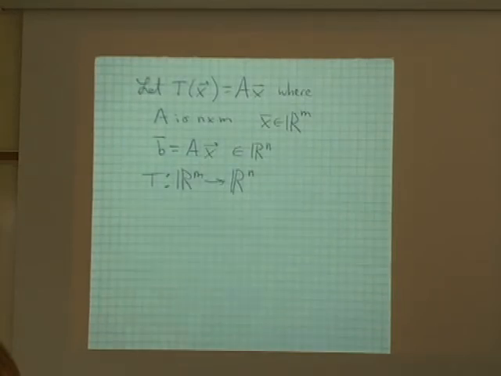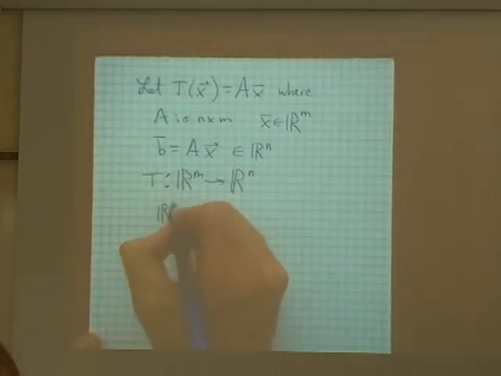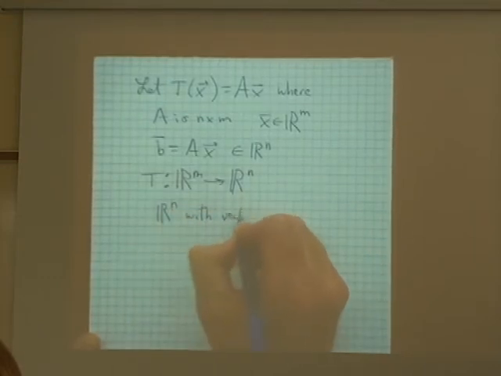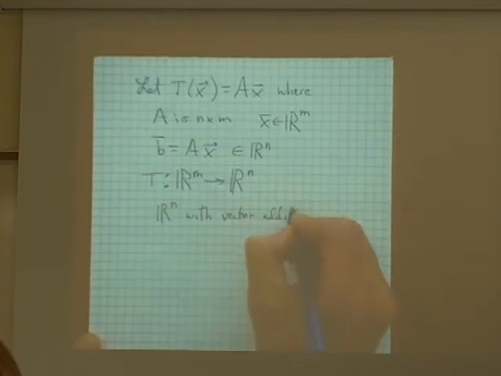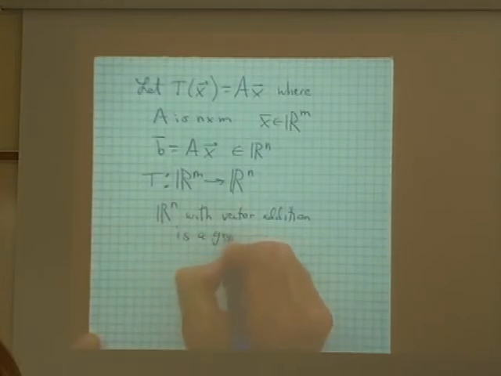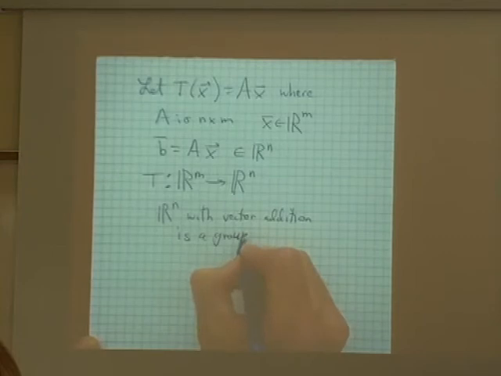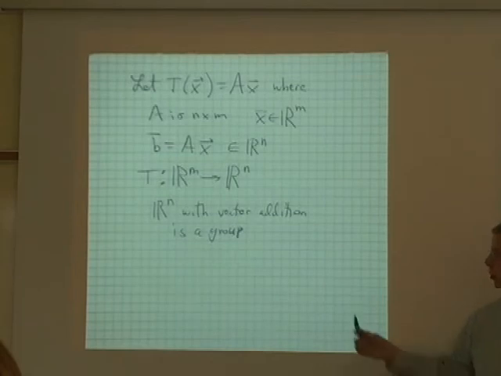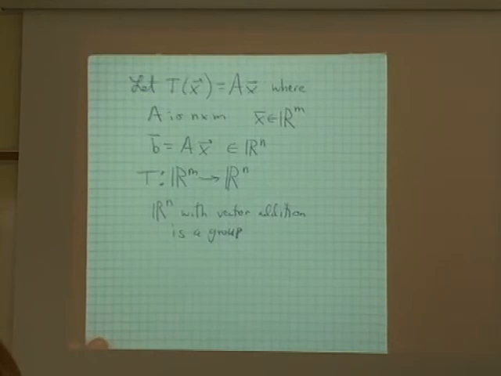Now remember that Rn, for any size, with vector addition is a group. It's one of the first groups we looked at, because the zero vector is the identity. Every vector's negative is its additive inverse, and we're doing addition here, not multiplication. Yes? Is this going to end up being a subgroup because it's not going to be invertible, right? It's not a square matrix. Correct. Well, A is not going to work, but something else will work.